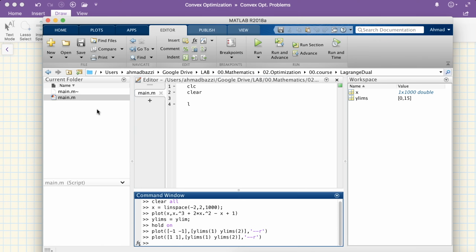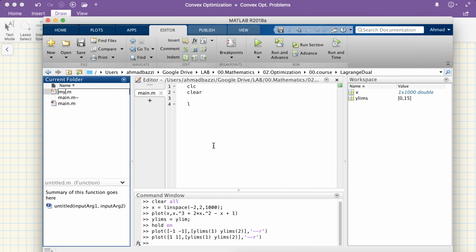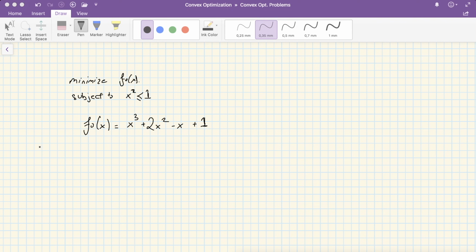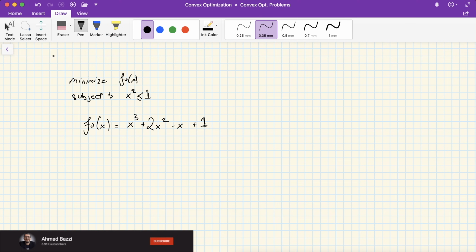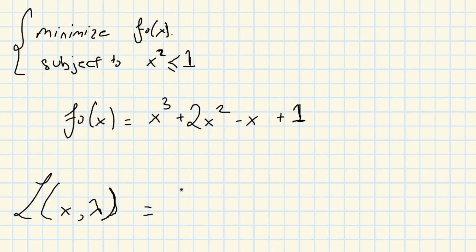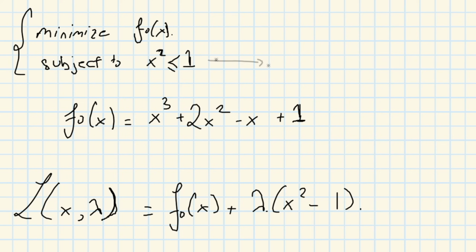Now, let's go and create another function. Call it func1. So func1 is going to return a value, and it takes two inputs, the x and the Lagrangian multiplier L. So what is the Lagrangian of this function, of this problem? It's simply L of x, lambda. We don't have a nu because we don't have equality constraints. So this is equal to f0 of x plus lambda 1, or lambda for simplicity, times x squared minus 1. Note that the f1 of x right here is x squared minus 1.